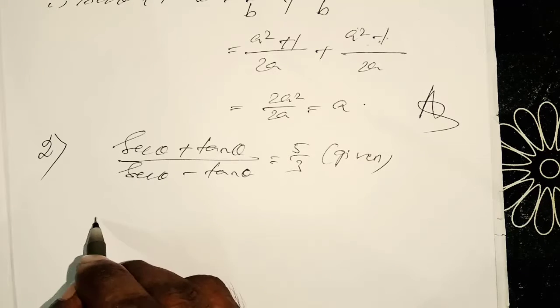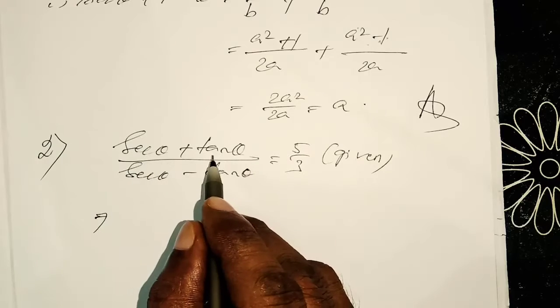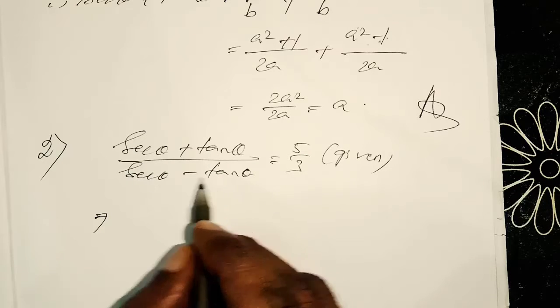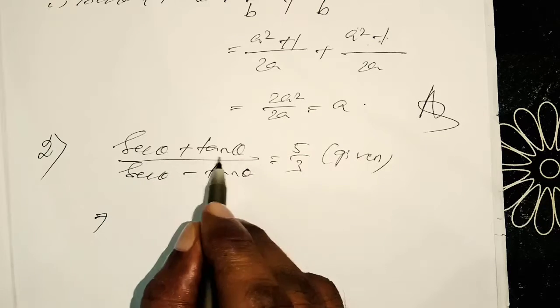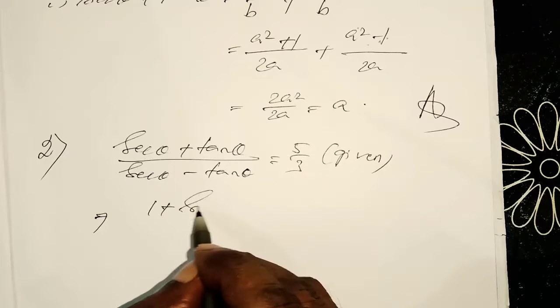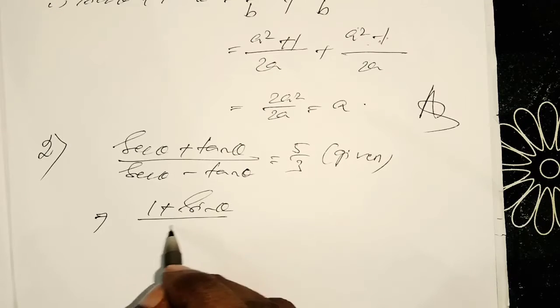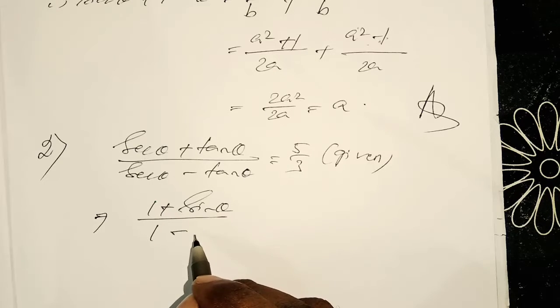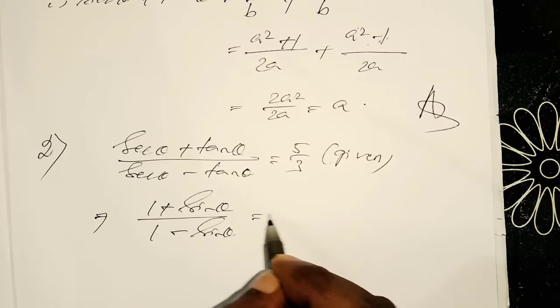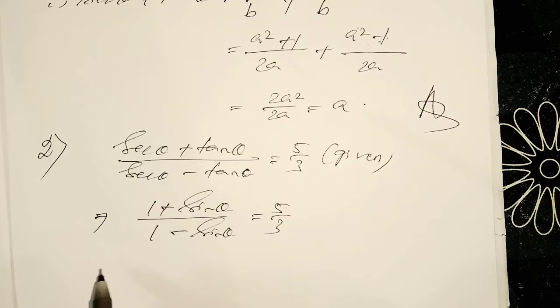As you know, sec theta means what? 1 by cos. Tan theta means sin theta by cos theta. Same thing here also. That means cos cancel. Left 1 plus sin theta. Directly I am doing because these are short type questions. And this is 1 minus sin theta, equal to 5/3. Just cross multiply.